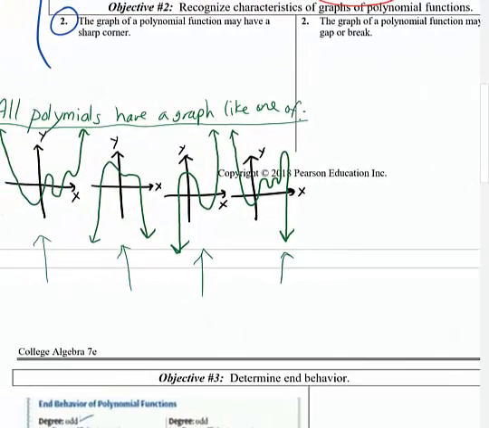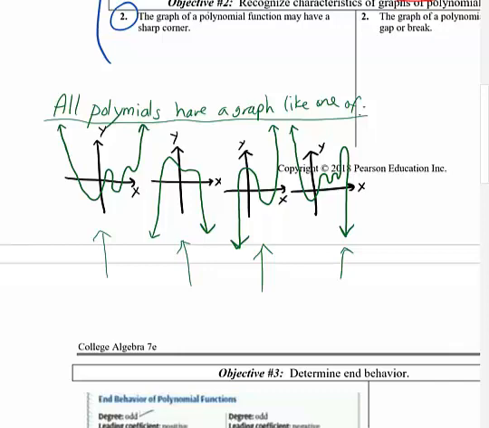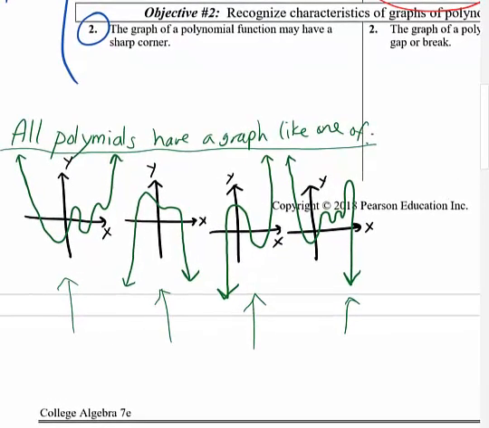Based on those graphs, let me answer this question. It says, the graph of a polynomial function may have a sharp corner. Based on those four graphs, that would be false. These all have smooth, curvy shapes. I don't see any corners there. So something to keep in mind: if you're ever graphing a polynomial, try not to draw any corners or else you know you did something wrong.